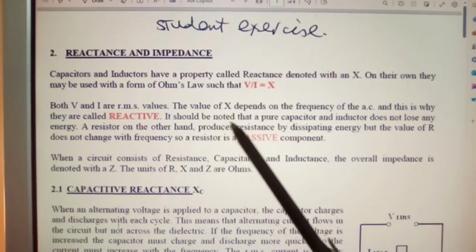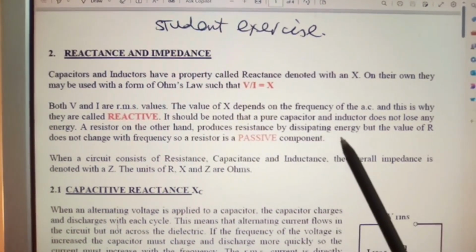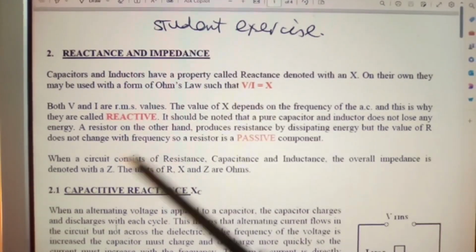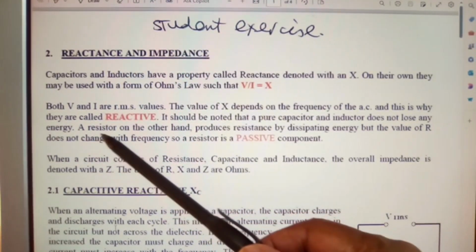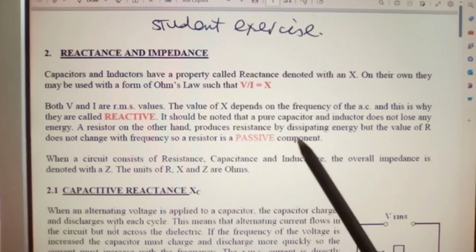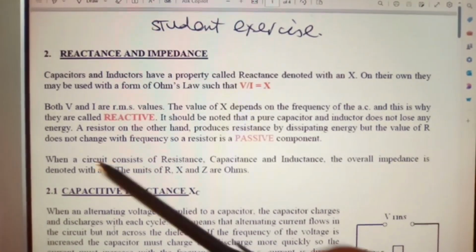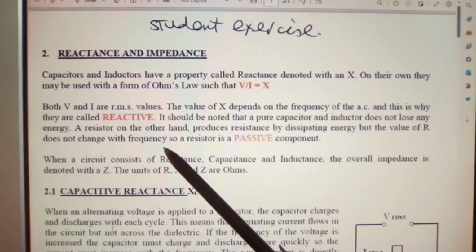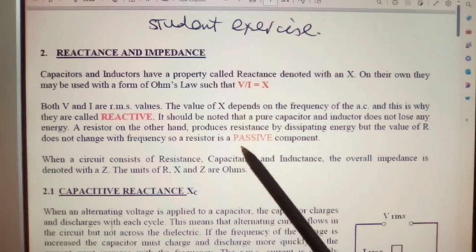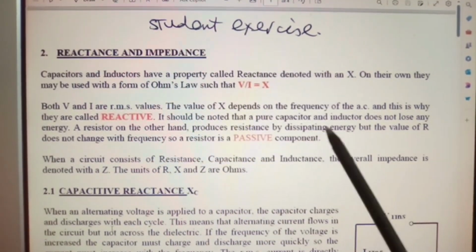It should be noted that a pure capacitor and inductor does not lose any energy. A resistor, on the other hand, produces resistance by dissipating energy, but the value of R does not change with frequency. So a resistor is a passive component within a circuit.